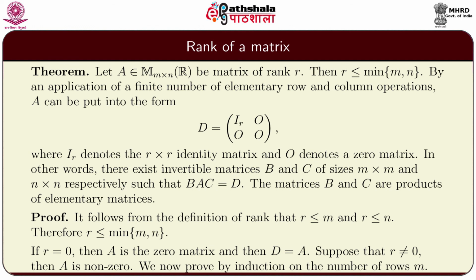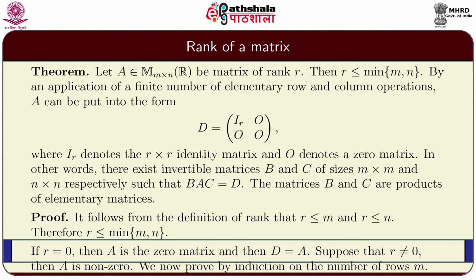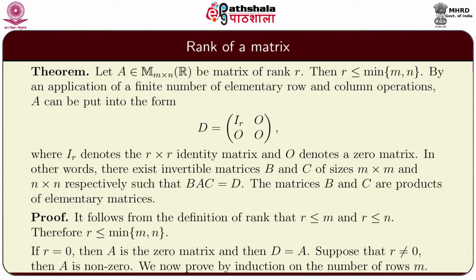From the definition of rank, it follows that rank of a matrix has to be less than or equal to m and n both, and therefore r can be at most minimum of m and n. So if r is 0, that is the rank of the matrix is 0, then A is nothing but the 0 matrix, and then D has to be equal to A. Suppose that r is not 0, then A cannot be the 0 matrix, and now we prove this theorem by induction on the number of rows of the matrix, that is m.